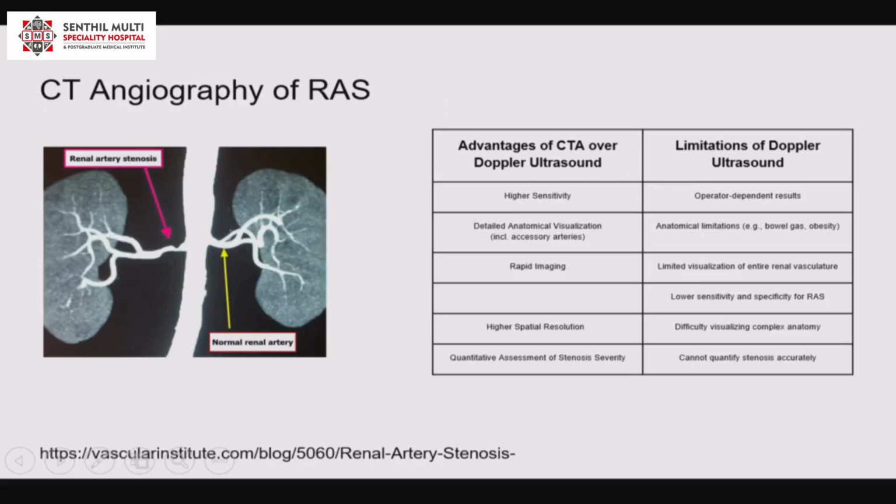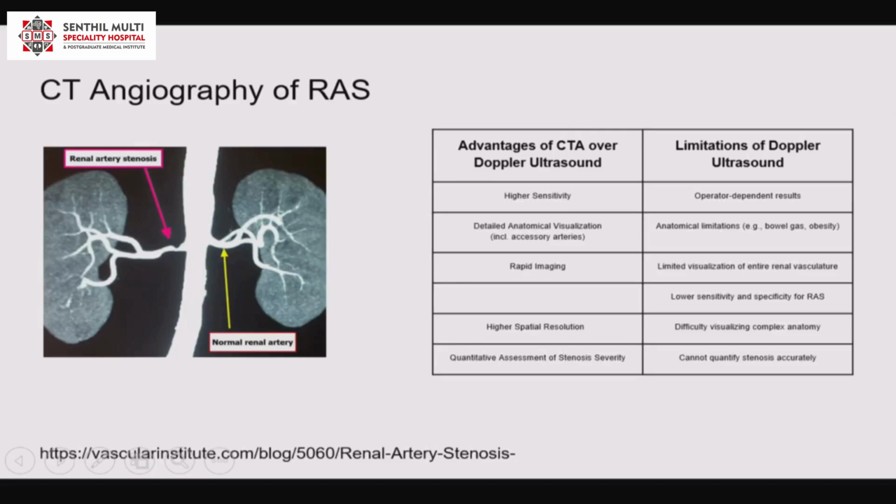Next comes CT angiography. As we saw, ultrasound is a good screening tool, but it has low sensitivity, though a good specificity. If there is evidence of renal artery stenosis on Doppler, and there is a clinical suspicion, next we proceed with CT angiography. This one is showing a proximal occlusion, a proximal stenosis.